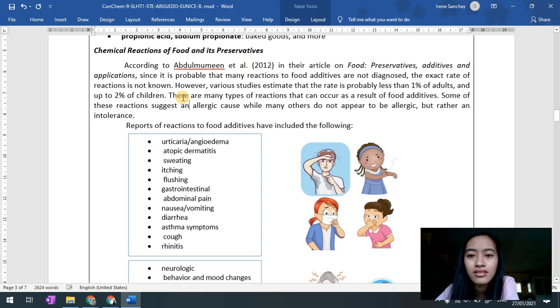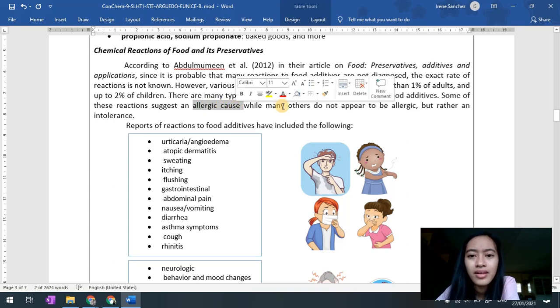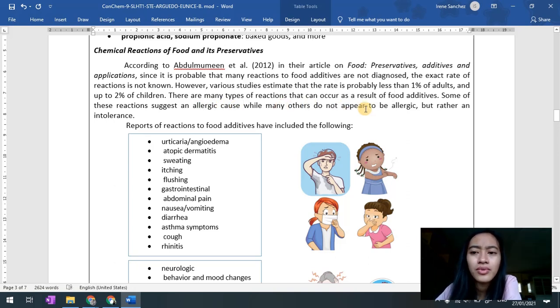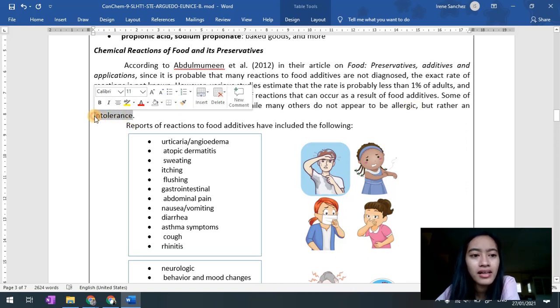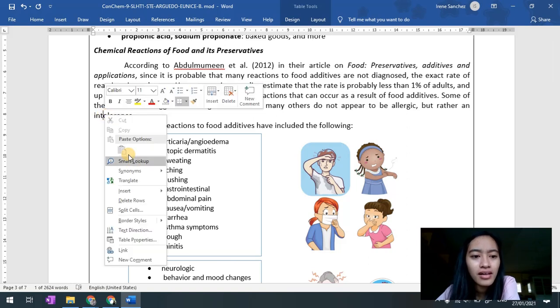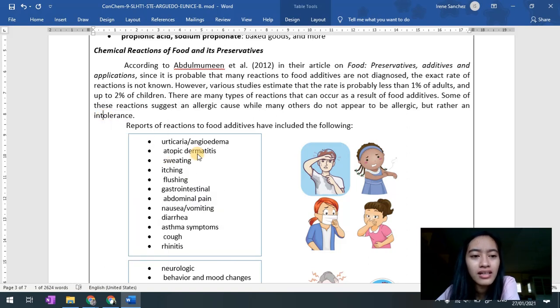There are many types of reactions that can occur as a result of food additives. Some of these reactions suggest an allergic cause, kung allergy ta, but many others do not appear to be allergic, but rather an intolerance. Intolerance means dili kaya sa imong lawas ang mga inani nga mga chemical.